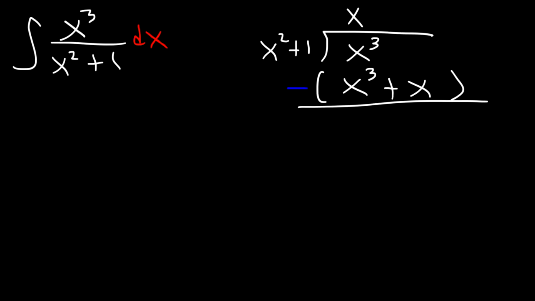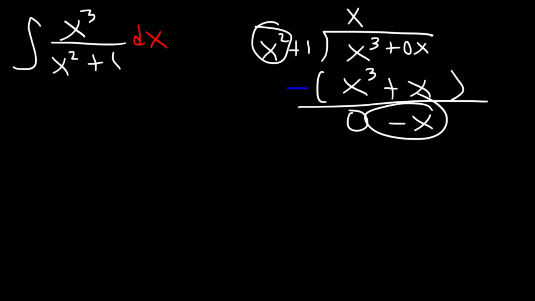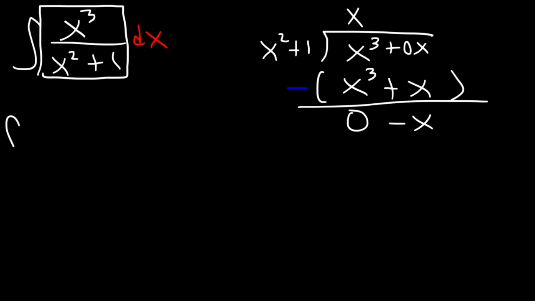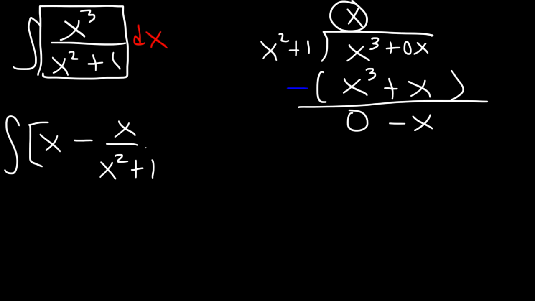So let's subtract. X cubed minus x cubed is 0. 0x minus x is negative x. And we can't divide negative x by x squared, so negative x is the remainder. So this fraction is equivalent to what we have on top, x minus x, which is the remainder, divided by what we tried to divide it by, x squared plus 1, dx.